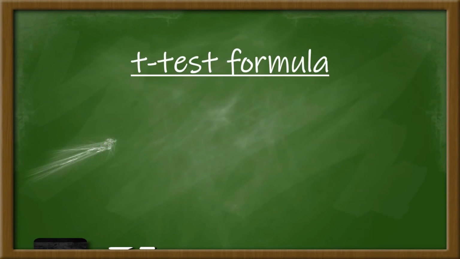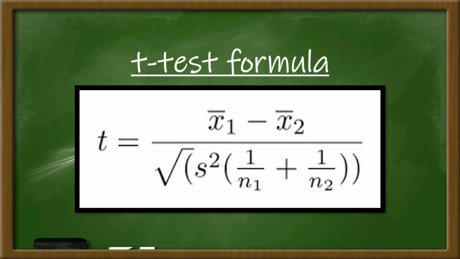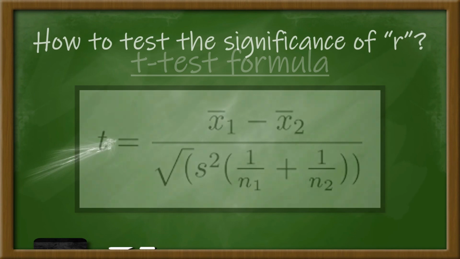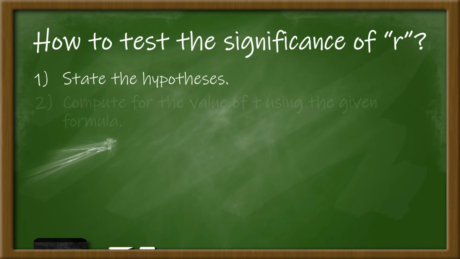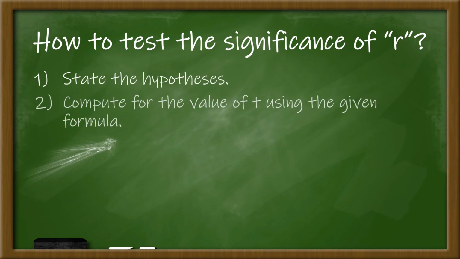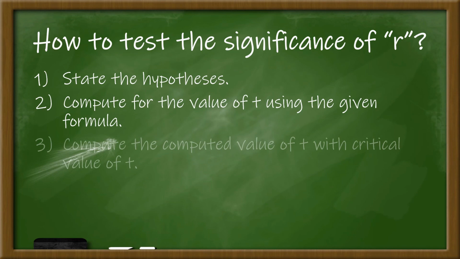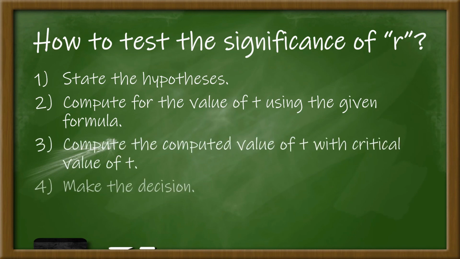We use t-tests to determine whether a significant correlation exists between two variables. The next is how to test the significance of r. Step 1. State the hypothesis. Step 2. Compute the value of t using the given formula. Step 3. Compare the computed value of t with the critical value of t. Step 4. Make the decision. Step 5. Summarize the results.